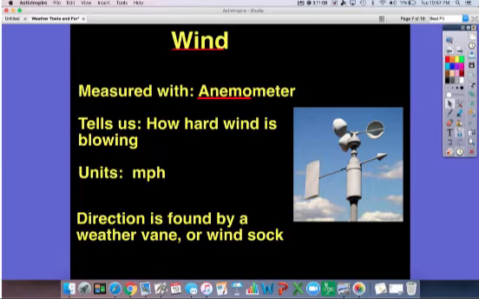Direction is going to be found by a weather vane or windsock. But an anemometer spins around, and we have a few on hand, so ask if you'd like to look at an anemometer. The wind blows through a little wheel, and that spinning wheel will tell us how fast that wind is blowing.